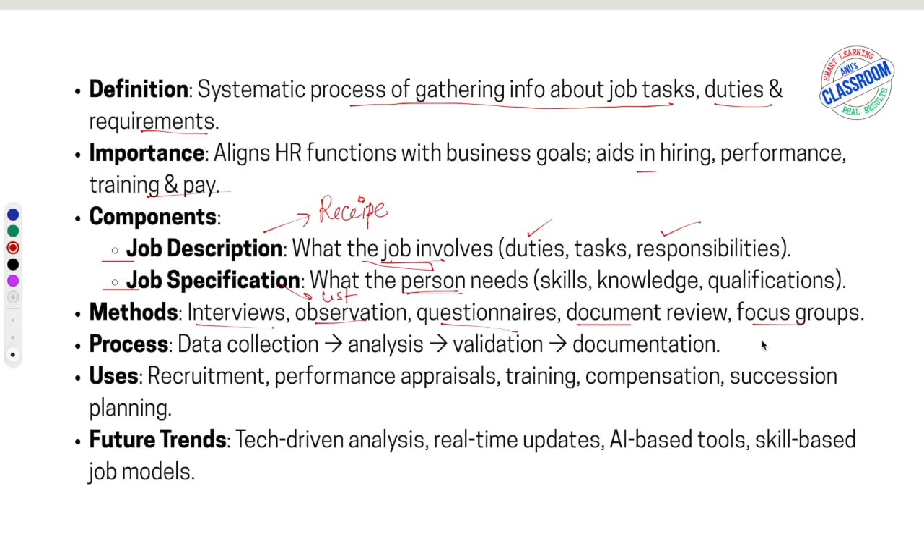So that was all about the various components and methods of job analysis. We saw about the importance also. Now let us try to understand the job analysis process, step by step. As with any process, by now you are in the fourth semester, so you must have realized that any kind of process starts with data collection. You talk, you get on the field, you collect data.